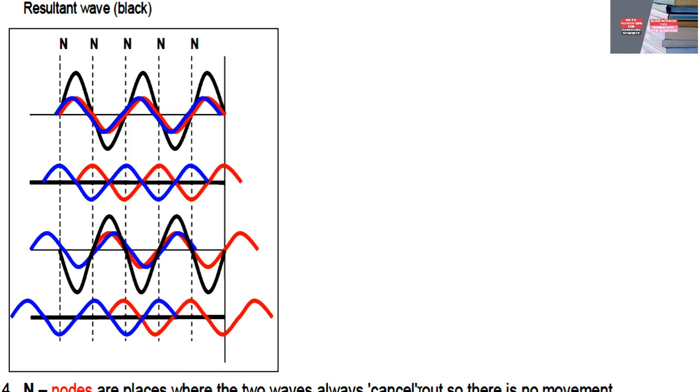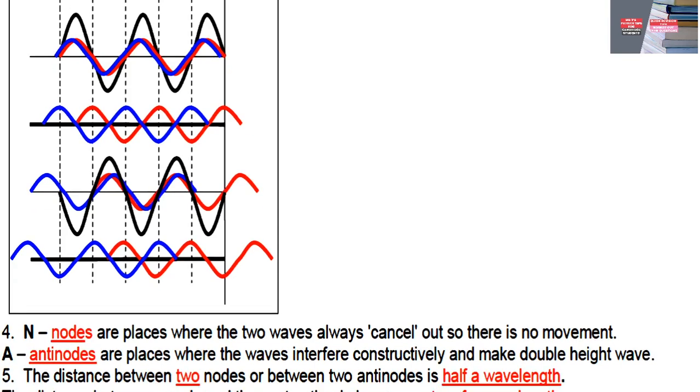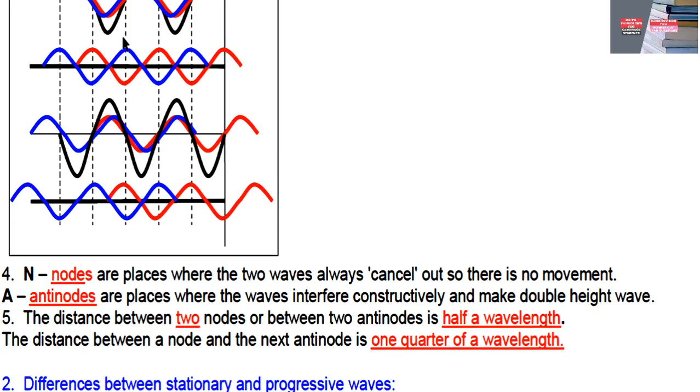So at these points the two waves always cancel out, so there is no movement. Then in between, where you have the maximum amplitude or maximum displacement rather, we have antinodes. So these antinodes are places where the waves interfere constructively and make a double height wave. So this word now, superposition: we have constructive interference and destructive interference.